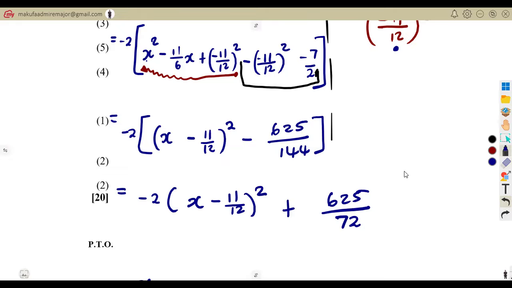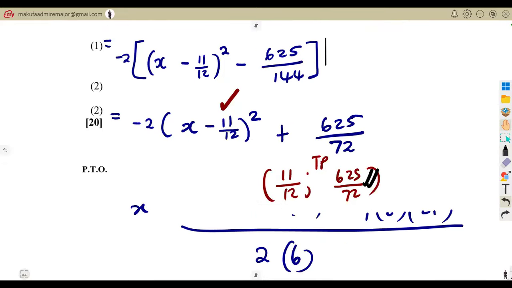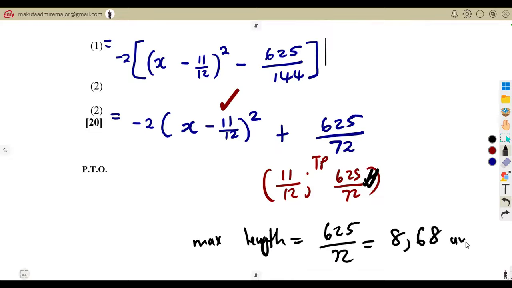So like I was saying, the completing of the square method gives us the coordinates of the turning point. At the turning point, we have got our x as minus, in fact, it's going to be positive. Remember this? So it was 11/12, 625/72. This is what we had as your turning point. At the turning point, that's where we have the maximum value. If this is the maximum value, the value of y, when we substitute this 11/12, you get a maximum value of 625/72. Therefore, that is the distance that we're talking about, the distance between V and W. So the maximum length would be 8.68. This is in units.